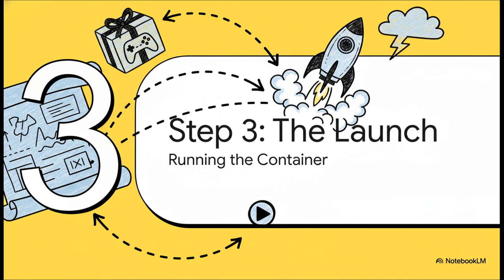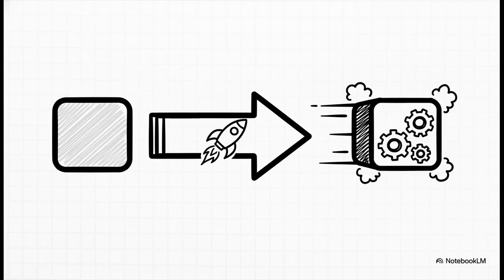So, we have our blueprint, and we have our packaged image. Now for the most important step. How do we actually run this thing and bring it to life? You guessed it, it's just one more simple command, docker run. This command is basically the ignition switch. It takes our static, dormant image, breathes life into it, and launches it as a live, running, active container.